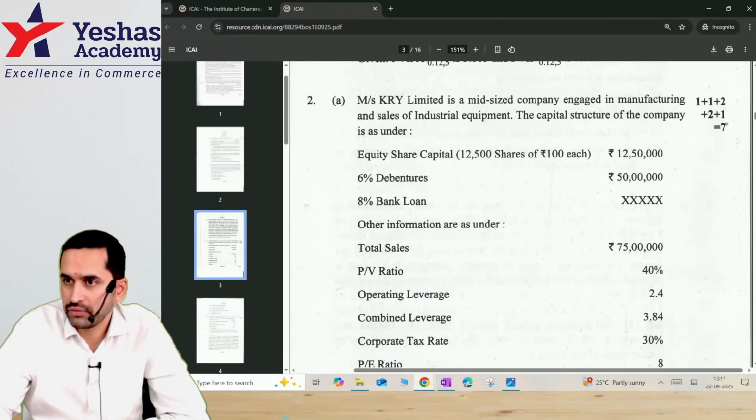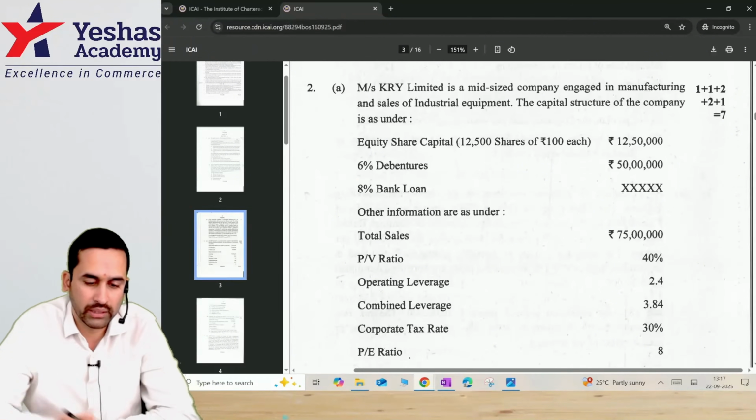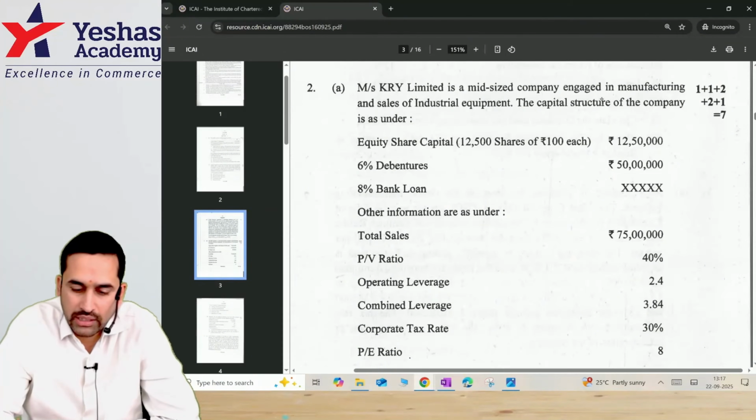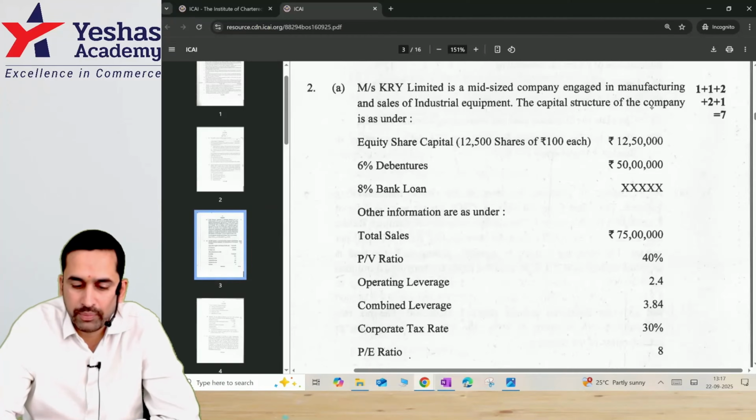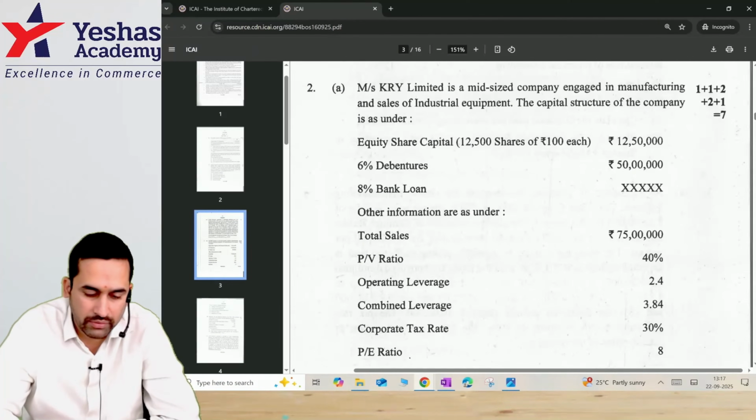1, 1, 2, 2, 1, 5 sub questions. This is how they're going to give you marks. Read. A company is a mid-sized company engaged in manufacturing and sale of industrial equipment. The capital structure is given. Equity share capital is with you.